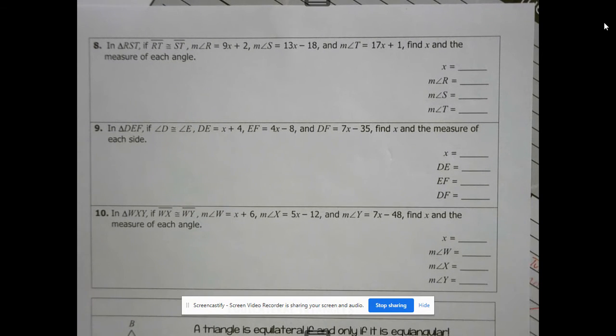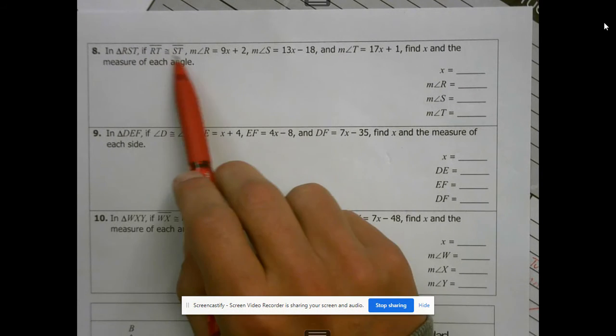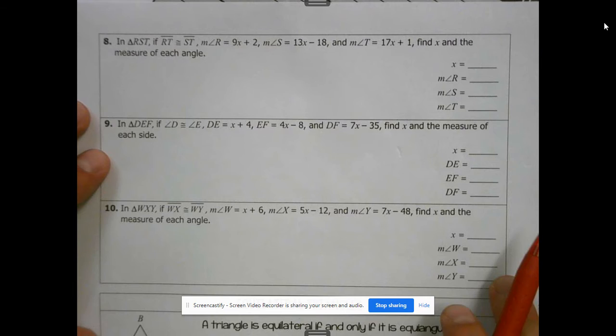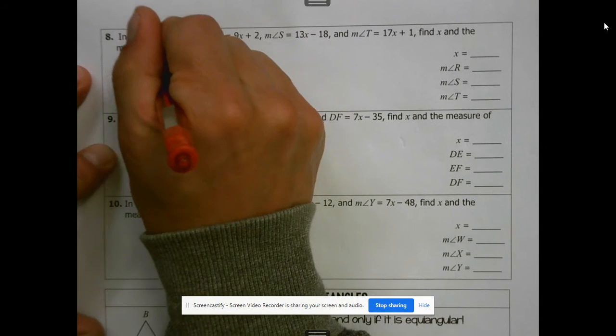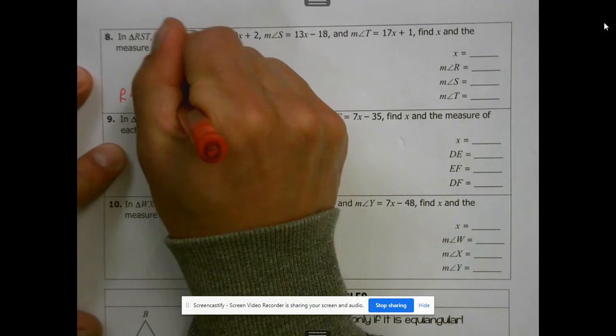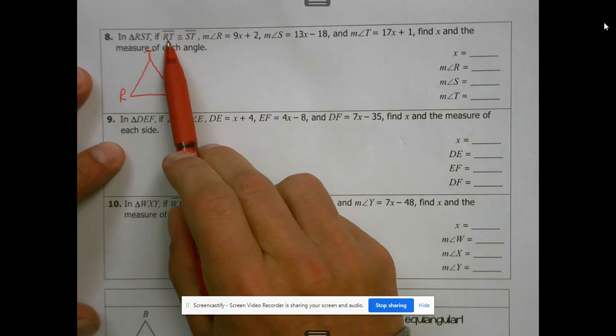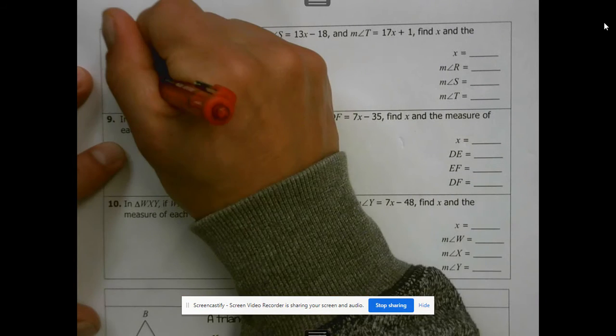All right, for numbers 8, 9, and 10, I suggest you draw a picture, draw the triangle, and then we'll label the angle so we kind of know what we're looking at here. So for number 8, we're going to draw a triangle RST. And then we'll look at the directions. It says that, hey, RT is congruent to ST. Let's mark it.